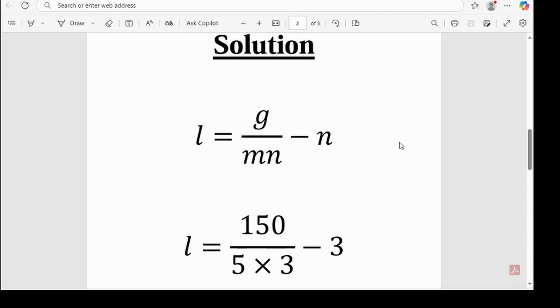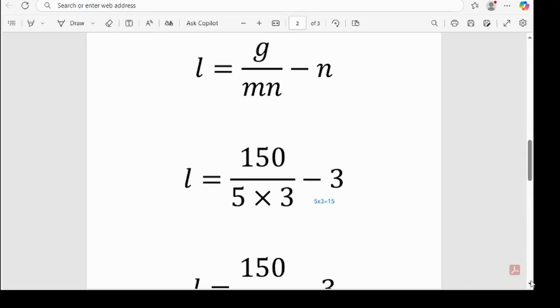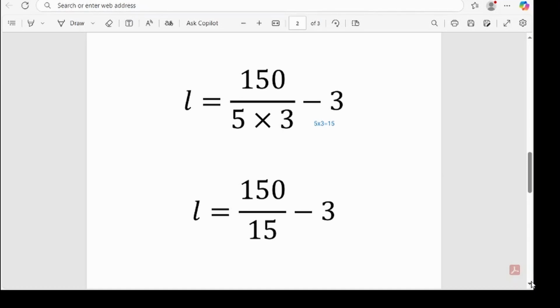So we are going to insert the values into the expression, and it will give us L equals 150 divided by 5 multiplying 3 minus 3, right? So 5 multiplying 3 would give us 15, right? 5 times 3 equals 15, right? So in all, we are going to get L as 150 divided by 15 minus 3, okay?